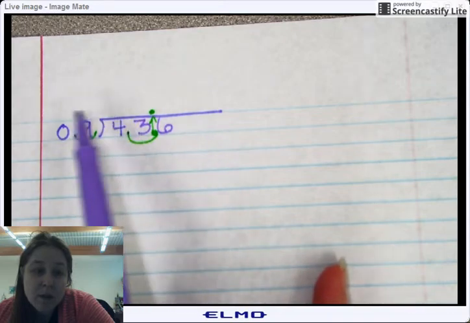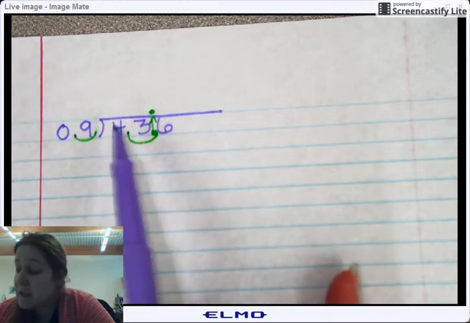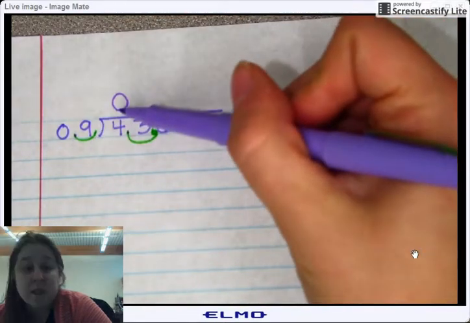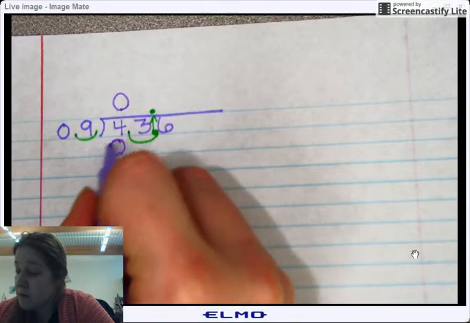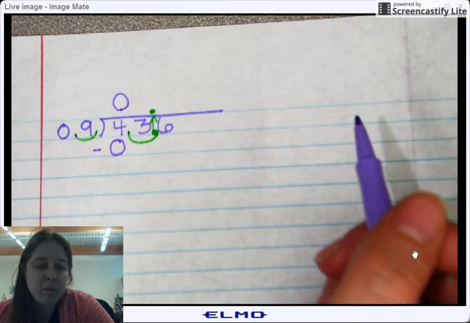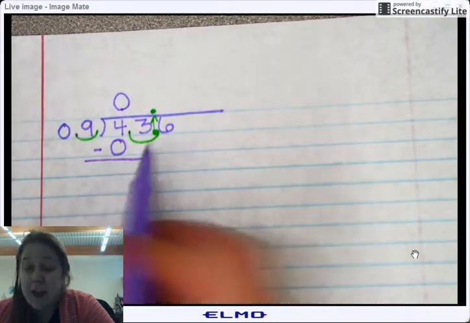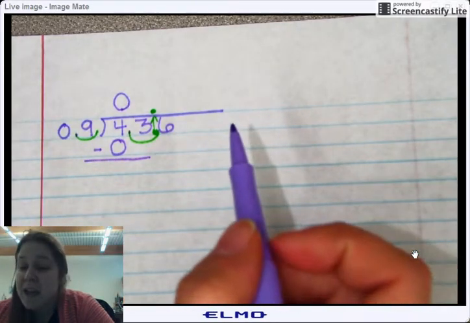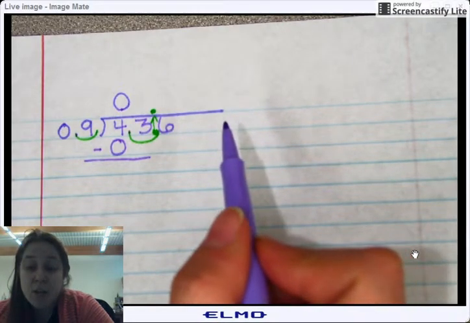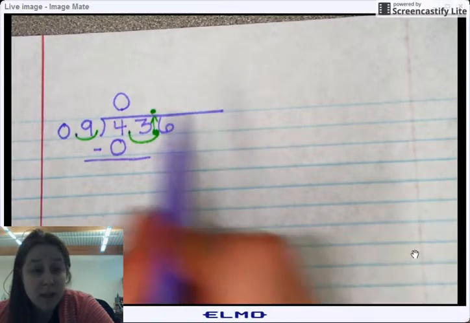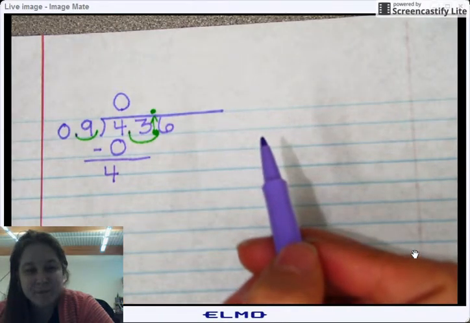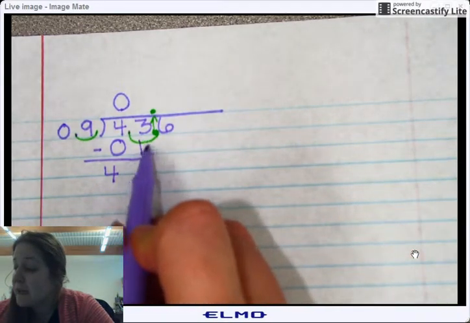That being said, now we're going to look at how we had to divide. 9 can go into 4 how many times? 0. 9 times 0 is 0. So I'm going to subtract. You should be with me. I am not moving that fast. If you are ahead, you need to sit there quietly and wait for me to go over it. 4 minus 0 is 4. You're going to bring down your 3.